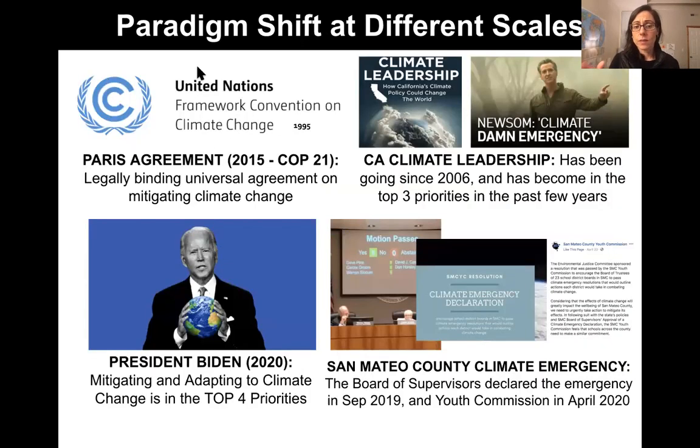So as you can see, we've got a lot happening. I saved the United States government till the very end because it's been a bit since we've had a commitment at the federal government to deal with climate change. But President Biden came in 2020, has said mitigating and adapting to climate change is in the top 4 priorities for his administration, and very quickly and very swiftly has committed to that and shown that he's standing by that. So we've seen a lot of policy shifts happen in the first couple months of his presidency to really stand by his word that we're going to take action and take it now. So there's a lot of hope.